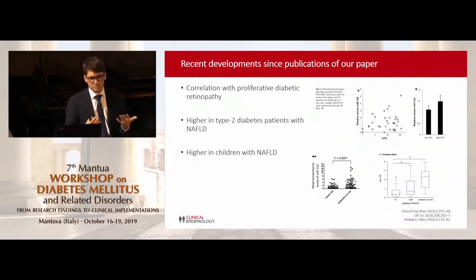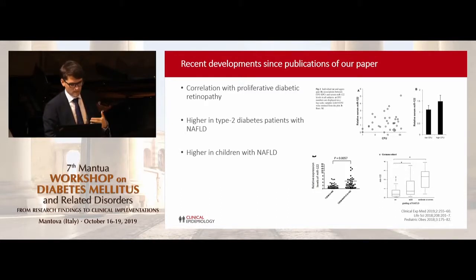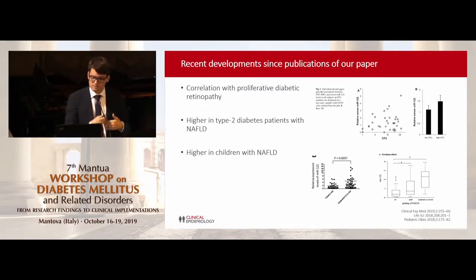Some things that I would like to point out to you: there was one paper that looked at the correlation with proliferative diabetic retinopathy and found a link there. There are also several further studies that observed that microRNA 122 is higher in type 2 diabetes patients that have non-alcoholic fatty liver disease than those without, and similarly higher levels in children with non-alcoholic fatty liver disease compared to healthy controls.